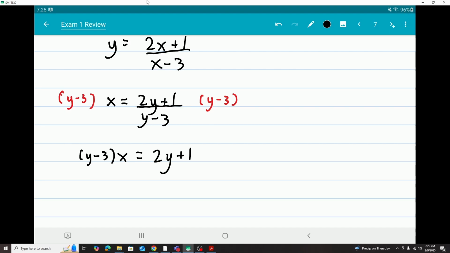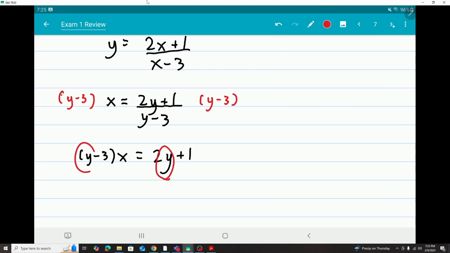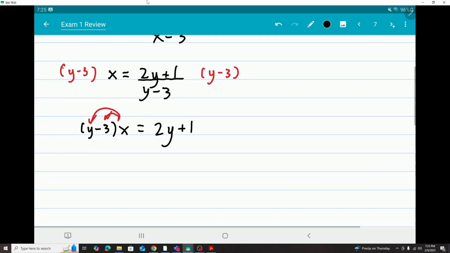And now on the left side, we need to solve for y, but there are y's here and y's here. At least there are no fractions anymore. The first thing that would make sense to do is lay everything out so we can get everything that has a y in it on one side. That's our end goal. So to do that, we're going to distribute this x across. So we get yx minus 3x is 2y plus 1.